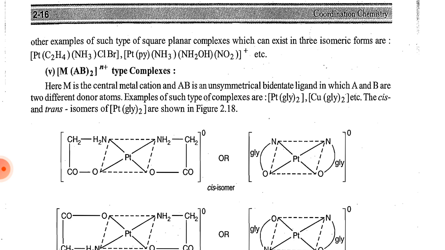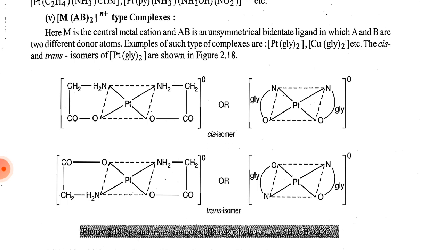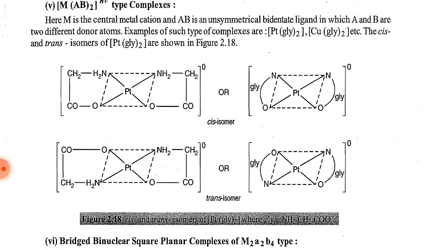Other examples of such square planar complexes which can exist in three isomeric forms are [Pt(C2H4)(NH3)ClBr], [Pt(Py)(NH3)(NH2OH)(NO2)]+, and the Mabcd n plus minus type complex.